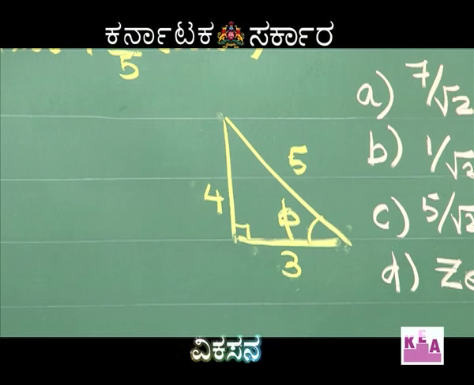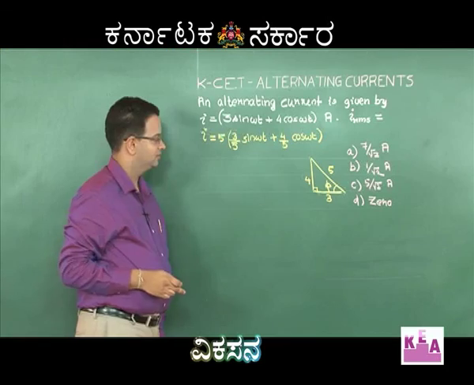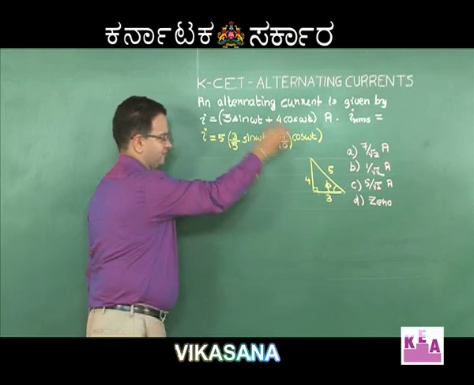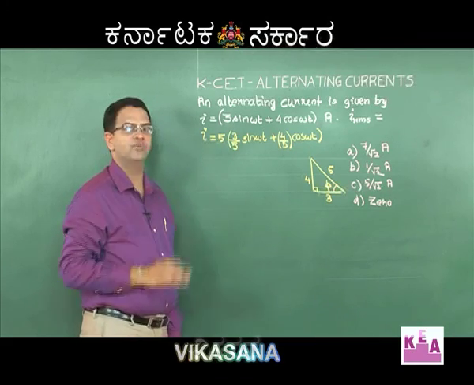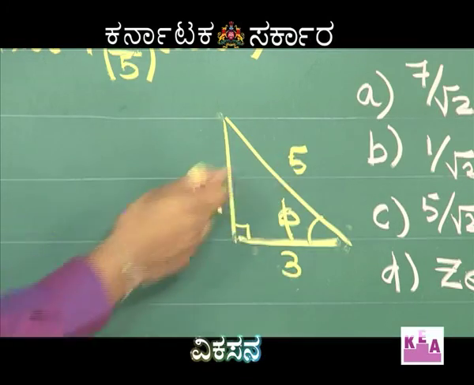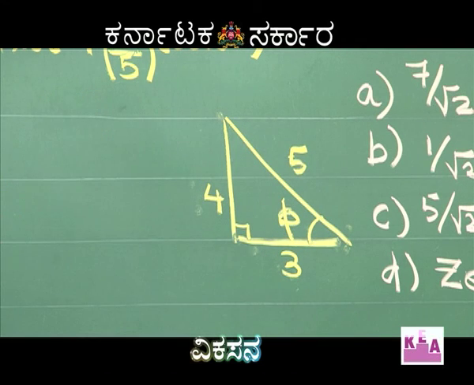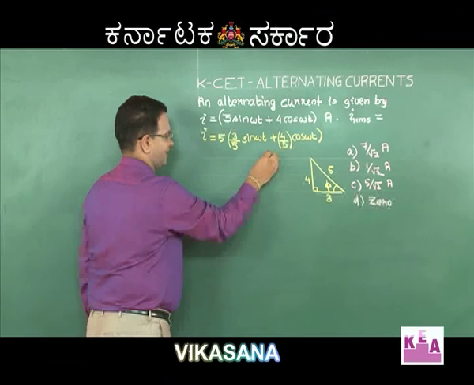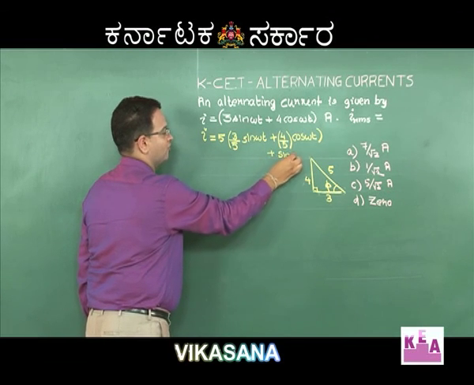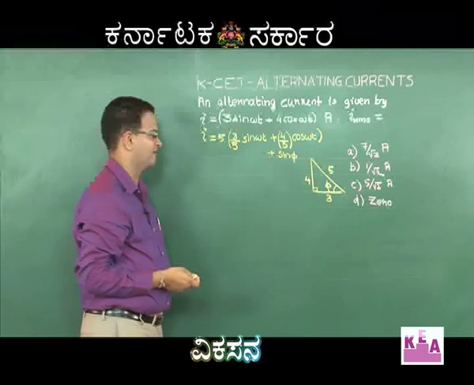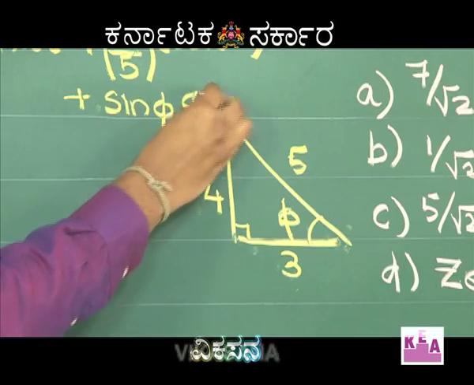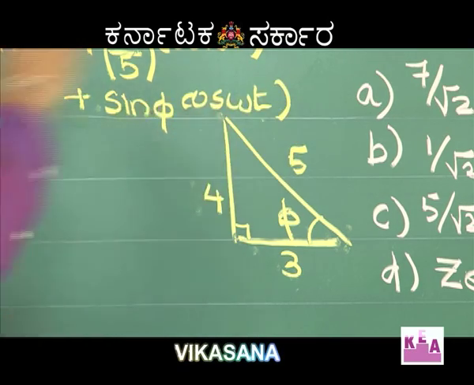Now what is the benefit of drawing the triangle and marking these values? Children, when we observe 4 by 5, we can take this as sine of some angle phi. 4 divided by 5, opposite by hypotenuse. We can take it as sine phi. So this can be written as sine of some angle phi, for which the opposite side by hypotenuse is 4 by 5. This is cos omega t.